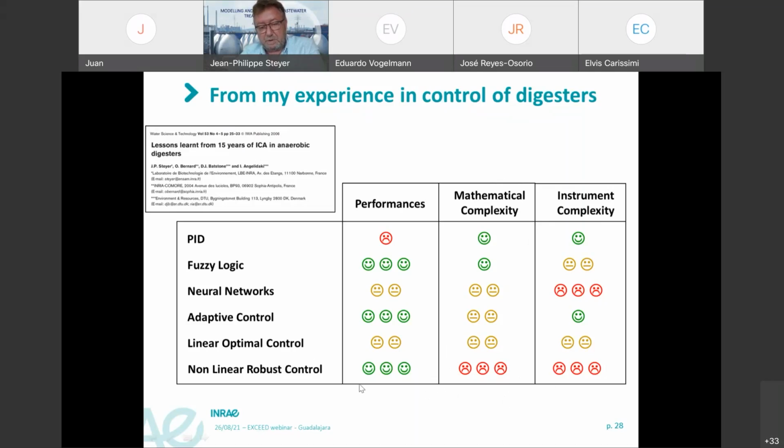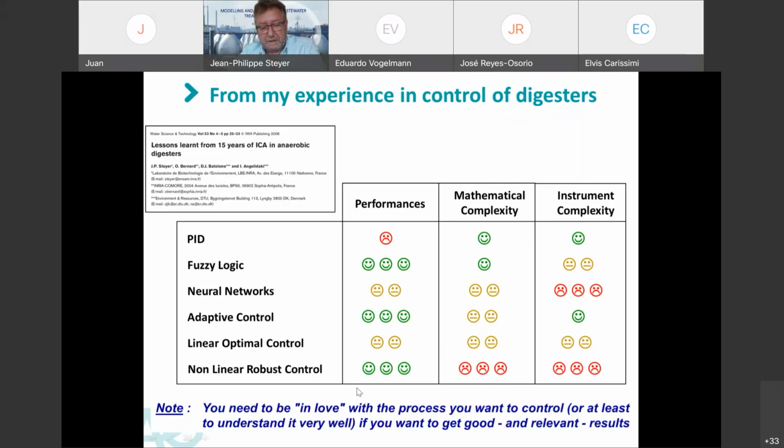And that's one point. The second point is, I'm used to say that you need to be, quote unquote, in love with the process you want to control, or at least to understand it very well if you want to make nice controllers. That's a very important point. It's not because you're the best control guy or the best mathematician that you will get nice results that will be able to be applied in practice. So you have to talk to biologists, you have to talk to people involved in running the plants, to be sure that what you do, it's what they want you to do.